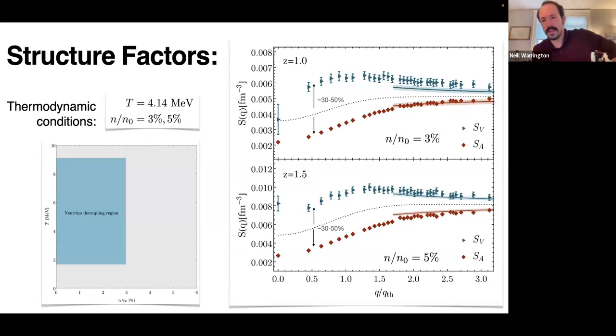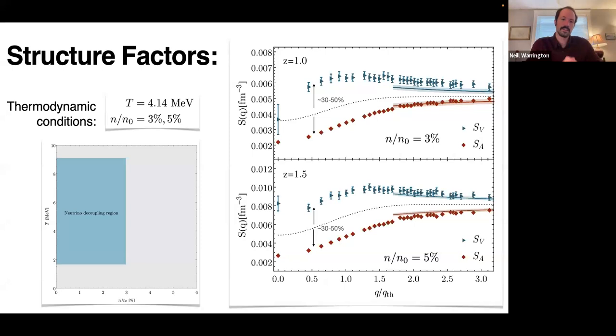These are the things I've been spending 2 lectures building up to. Here we are. So here we have the structure factors, the vector, that's the density in blue, and the axial, which is the spin in red, for 2 sets of thermodynamic conditions. So basically what myself and my group have done is to choose 2 points in density and to show that this can be done, that you can indeed get the exact results for pionless EFT in a many-body system for the structure factors.